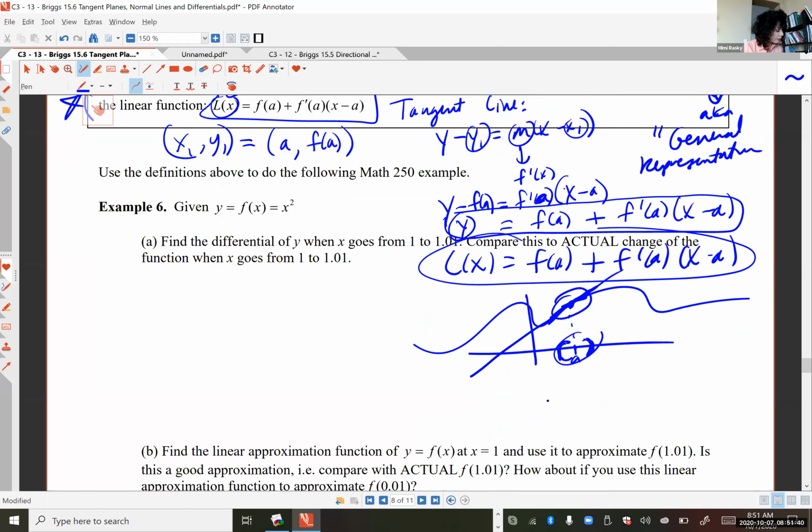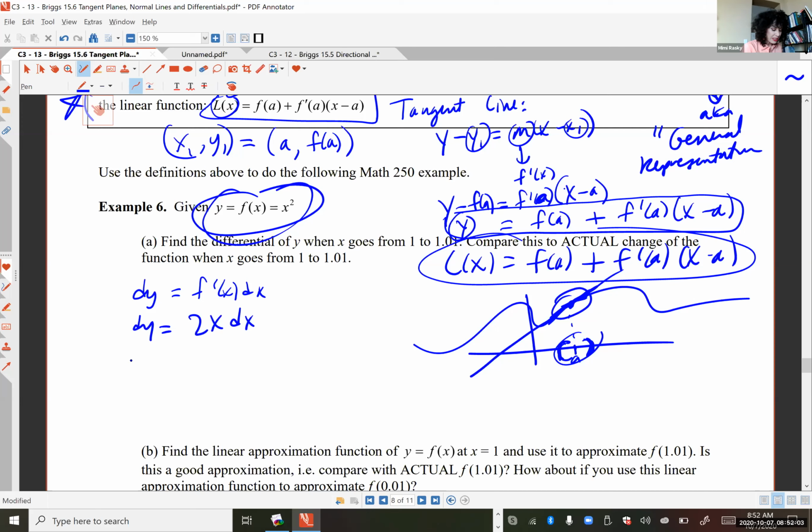So let's just do a quick problem for Math 250. Letter A: find the differential of y when x goes from 1 to 1.01, and then compare this to the actual change of the function. So if we're going to use differentials, this is Math 250, I'm going to go pretty quick here. Let's see, the derivative of x squared. Oh my goodness, that's easy, 2x.